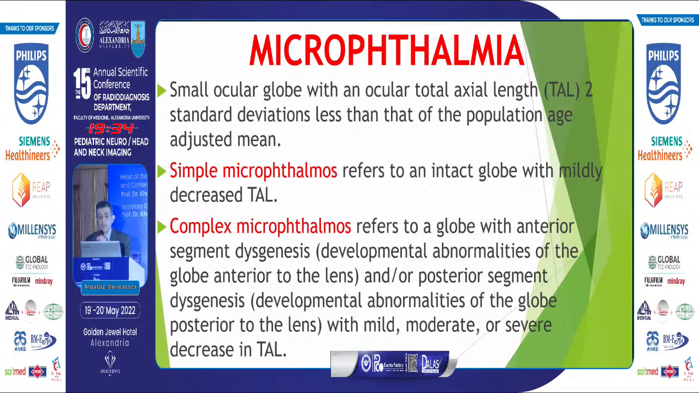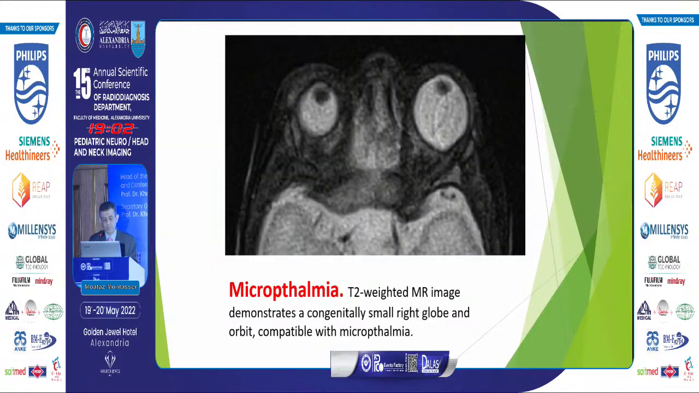Regarding microphthalmia, it's a small ocular globe with a total axial length 2 standard deviations less than that of the population age-adjusted mean. It may be simple microphthalmos with an intact globe and decreased total axial length, or it may be complex microphthalmos, referring to a globe with anterior segment dysgenesis or posterior segment dysgenesis, in addition to a mild, moderate, or severe decrease in total axial length of the eye globe.